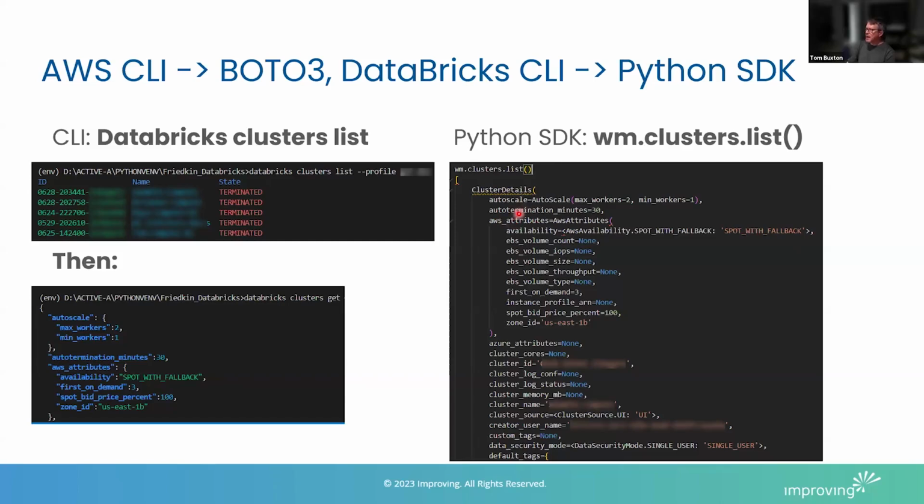However, with the Python SDK, it's much simpler. We just make a single call, and we can get not only a list of what clusters we have, but also all the details involved in how many nodes they have, what the driver node is, this sort of thing. So it's much simpler all around.